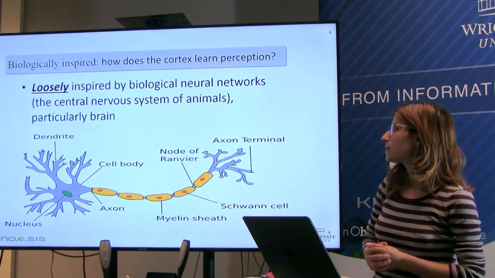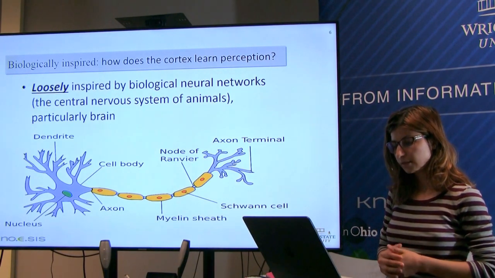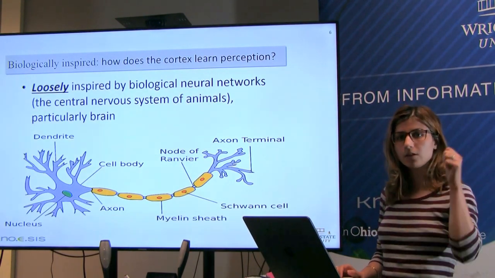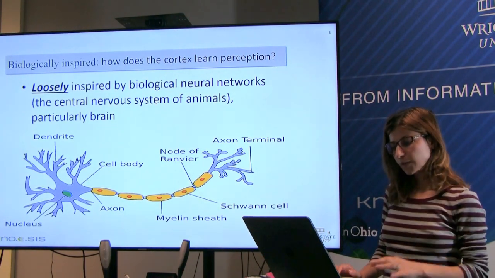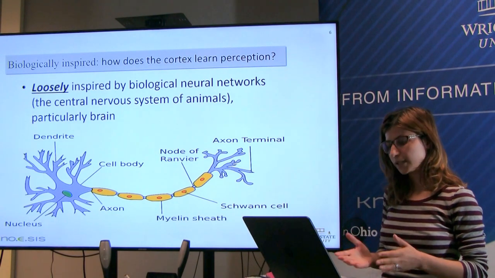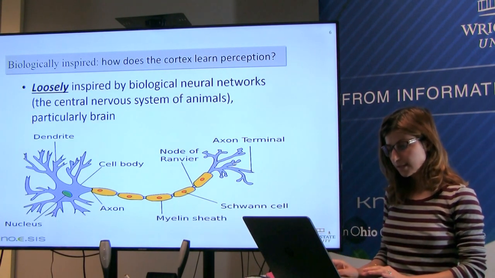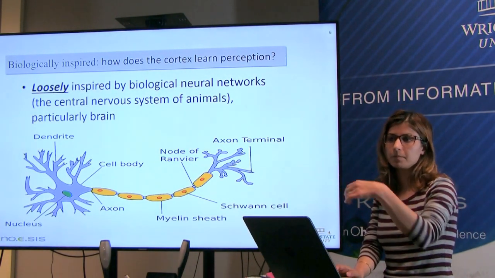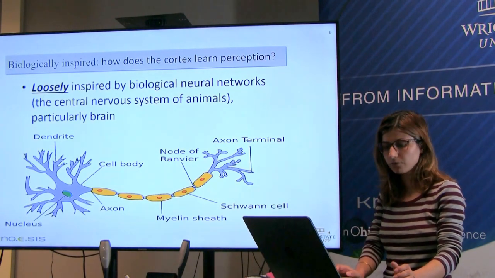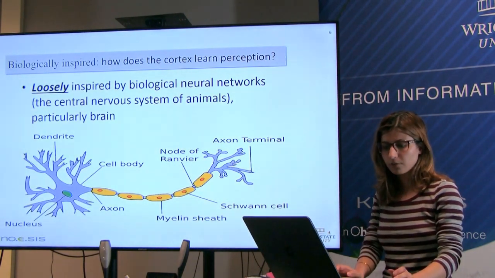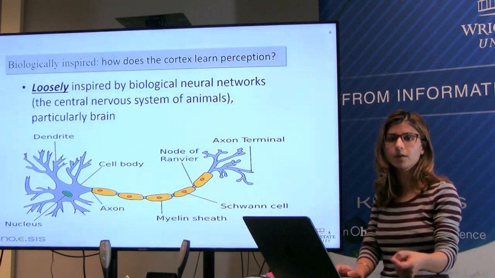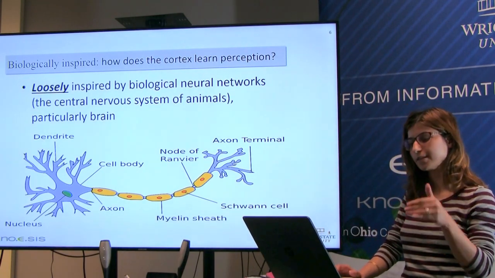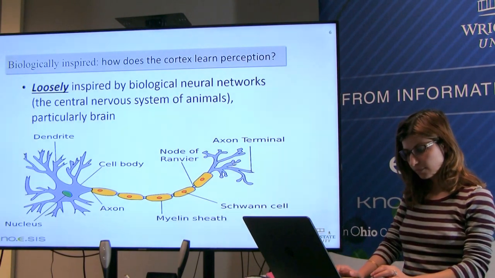Neural networks are loosely inspired by biological neural networks and also our brain, but I want to highlight that it is loosely inspired, so it's not completely like our brain or our nervous system. For example, the activation function that we use most of the time in neural networks is the sigmoid, but it is only one function that we use, because we can derive its derivative easily using the function itself.